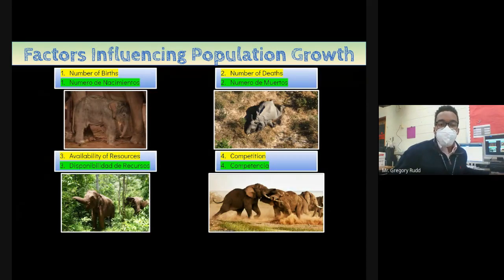So in general, we think of these four factors as influencing the actual rate of growth. Number one, the number of births that are taking place in the population. And Sade, that's kind of what you were mentioning too. Of course, you got to have babies for the population to grow. Number two, the number of deaths is going to influence the growth rate.